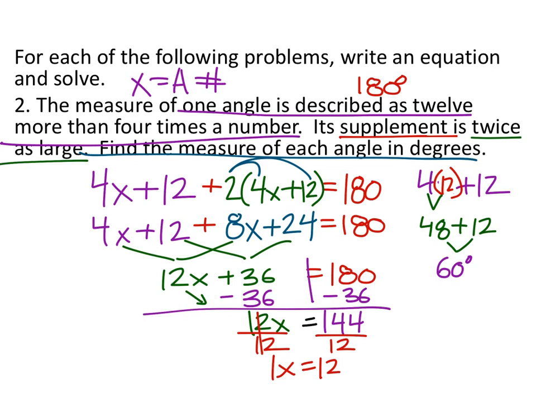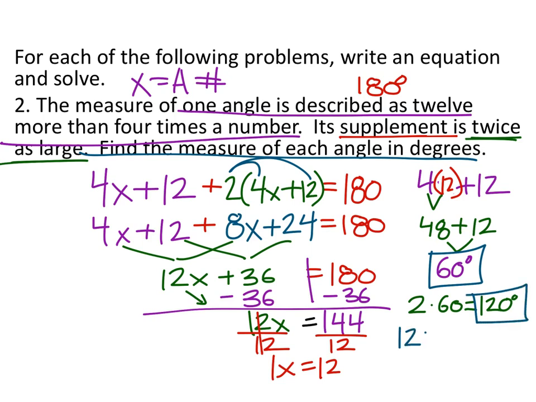It said that the supplement was twice as large. So I can just take 2 and multiply it by 60, which will give me the value of the other angle. Last thing we should do on this is check. So I've got a 60-degree angle and a 120-degree angle. When I add these together, I should get 180 degrees because they are supplementary. And they do. 120 plus 60 is 180, which does equal 180. That is a true statement. Therefore, I know that not only was x 12, but the two angles are 60 and 120.